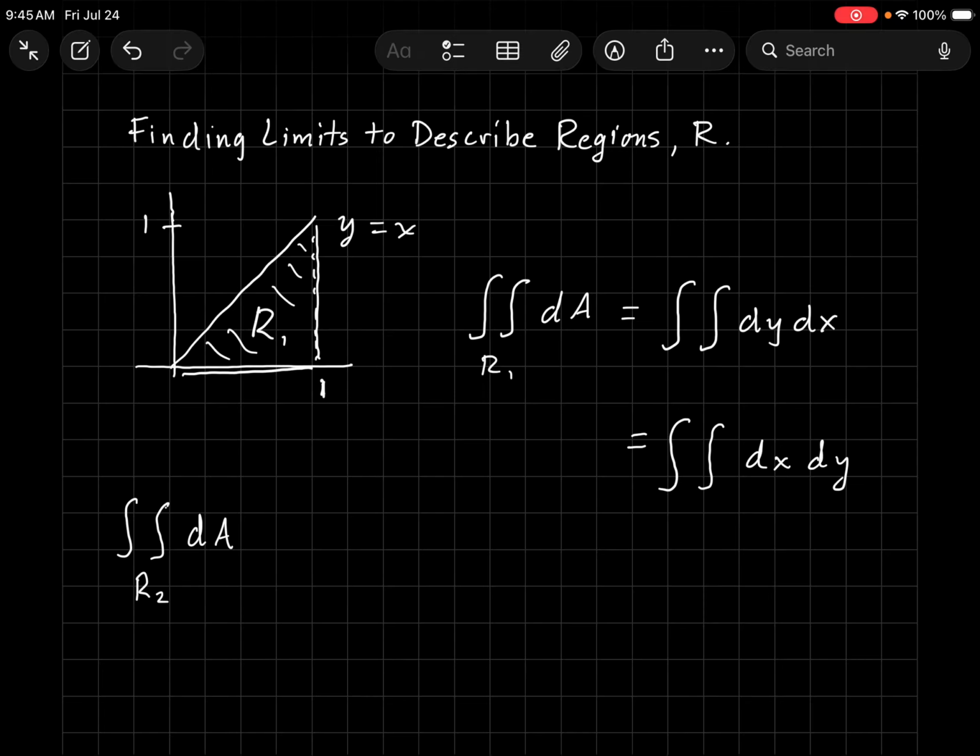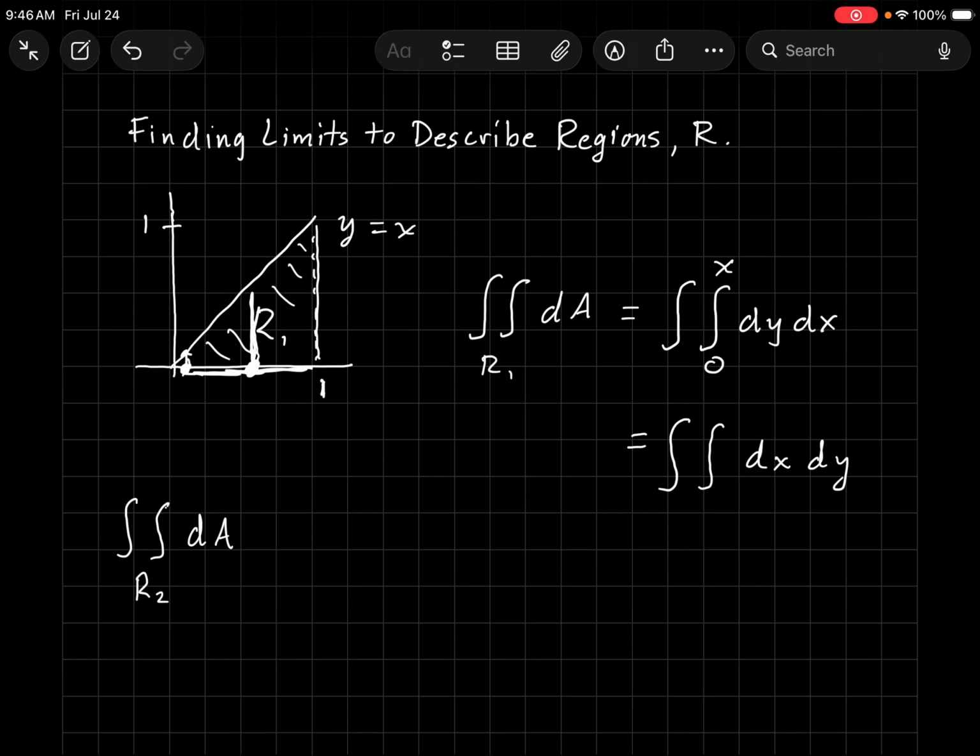So I started here with dy on the inside, which means I'm going to do y's first. So what do y's do? Well, we're going to fix an x. So let's start at this x value over here. And what do my y's go from? Well, they start at y equals 0, and they go up until I hit y equals x. If I had picked a different x value, it doesn't matter. I would start at y equals 0, and I would go up until I get to y equals x.